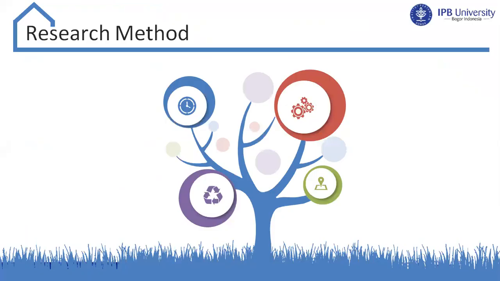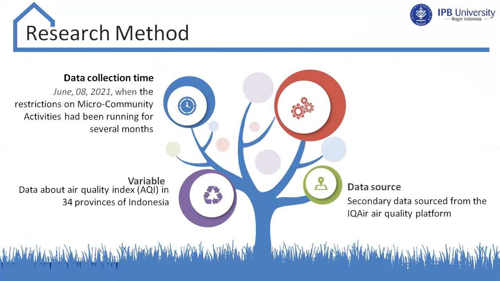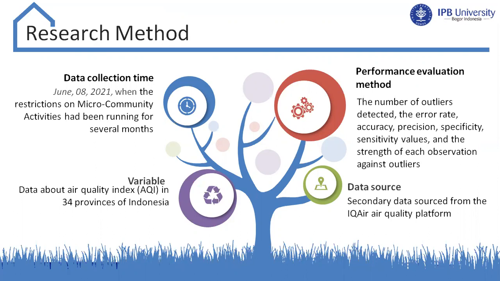The second part is the research method. Data collection was on June 8, 2021, when the restriction on micro-community activities had been running for several months, with the variable being the air quality index in 34 provinces of Indonesia, sourced from the IQAir air quality platform. For performance evaluation, we look at the number of outliers detected, the error rate, accuracy, precision, specificity, sensitivity values, and the strength of each observation against outliers to get the best and most effective method.